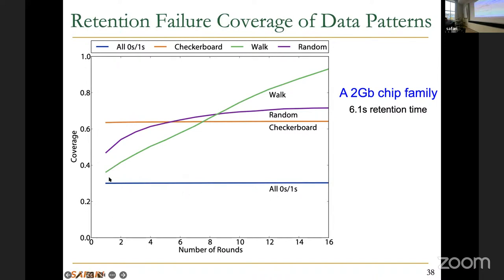For the fixed patterns, it doesn't matter what round you test, the coverage is the same because you don't change the pattern with the rounds. Whereas for the dynamic patterns, the walk pattern and the random pattern, their coverage keeps increasing. Maybe there are some asymptotes, we don't know. But these are a lot of rounds actually. You said you test the chip after 16 rounds.